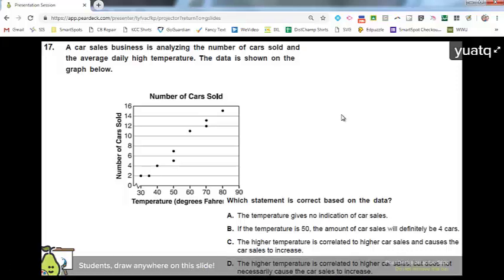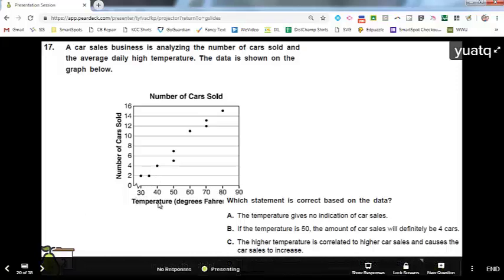A car sales business is analyzing the number of cars sold and the average daily high temperature. The data is shown on the graph below. When the temperature in degrees Fahrenheit is 30, they sold 1. At about 35, they sold 1. At 40, they sold 2. At 50, they sold 5 and 7. At 60, they sold 11. At 70, they sold 12 and 13. And at 80, they sold 15.